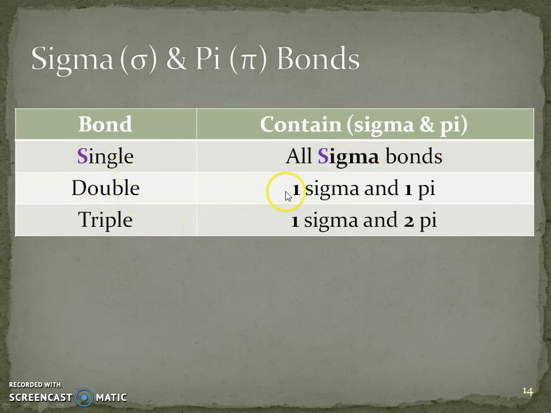So a double bond is going to be one sigma. It's got to have at least one sigma, one area of overlap, and one pi bond, one area of non-overlap. And when you have a triple bond, you have one sigma bond and two pi bonds. So again, one area of overlap and two areas of non-overlap. I'm going to show you some pictures so you understand, again, it's really based off of that p orbital and being on that x, y, and z axis.